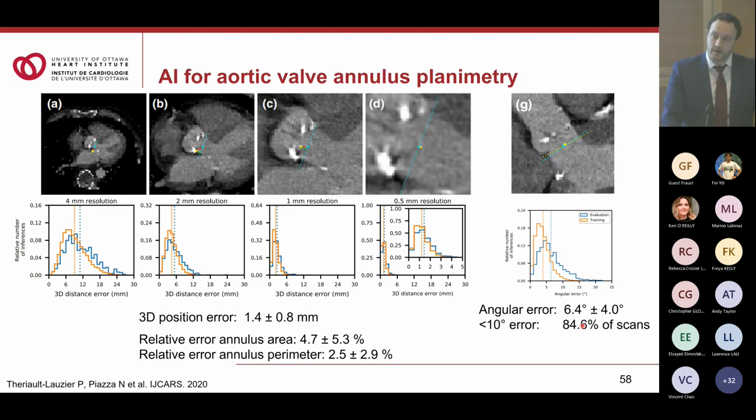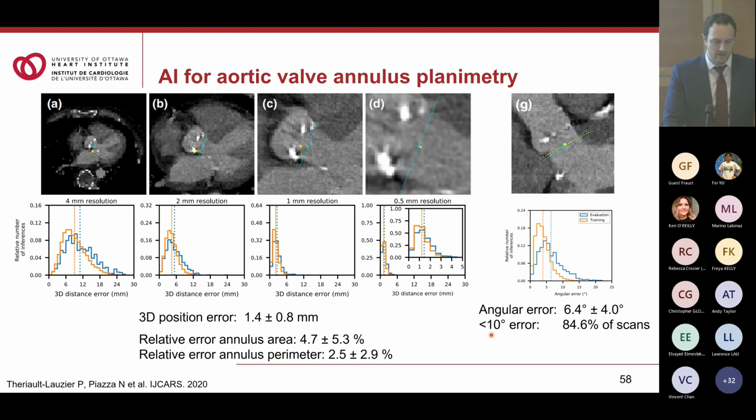So it's really quite accurate. In terms of the error in the angle of the valve, so the plane of the valve itself, we were able to estimate the angular orientation of the valve within about 6 degrees, roughly. And the error is within 10 degrees in close to 85% of patients. So that's close to expert level accuracy using that guideline suggested method from previously.